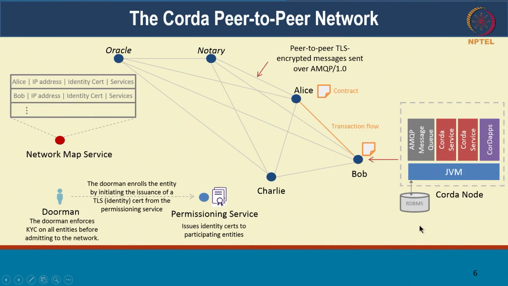All the state information is stored in an RDBMS. It's a relational database. There's an AMQP messaging service. That's how peer-to-peer message exchanges happen. Then there could be one or more Corda services, and then Corda applications, right, that are running in a single node.